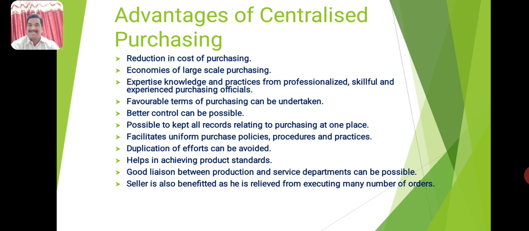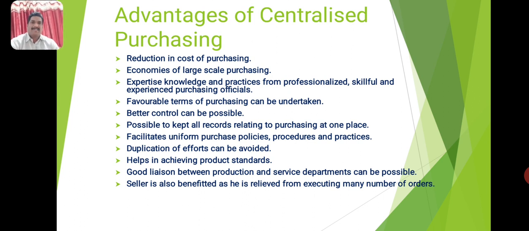Free transportation may be given. So many facilities or economies may be given by the supplier in such cases. Then better control can be possible. If purchasing is at a centralized place, naturally it is possible to put all the efforts in that particular place, and all the problems in connection with the dispersion of stores or materials will be avoided. So better control is possible if purchasing is made at one centralized place.